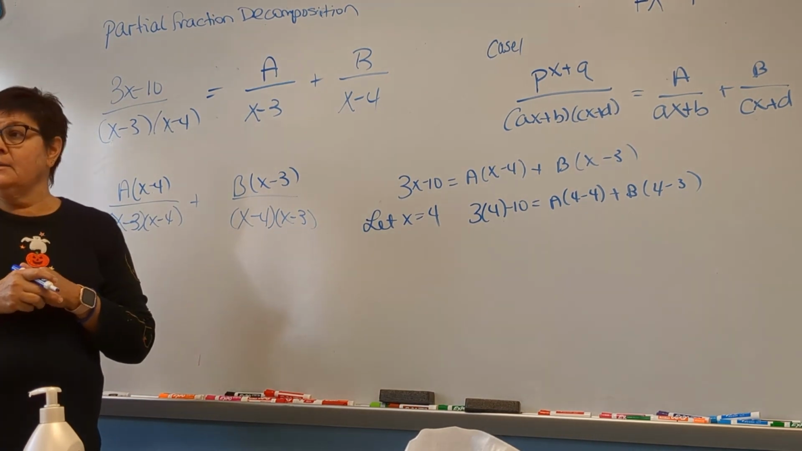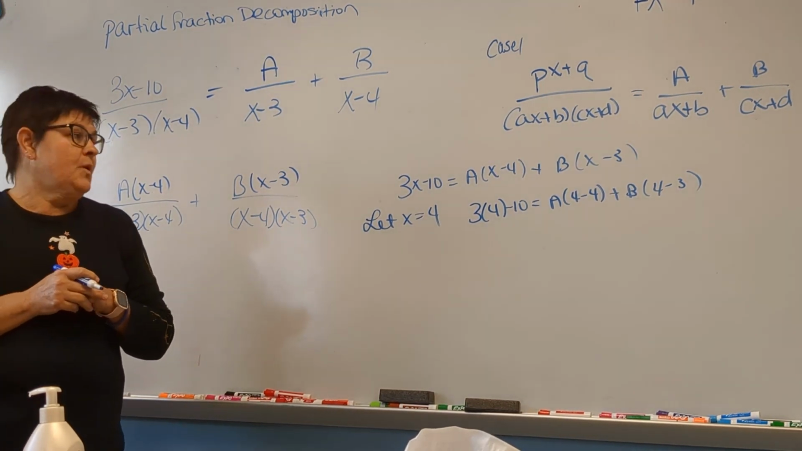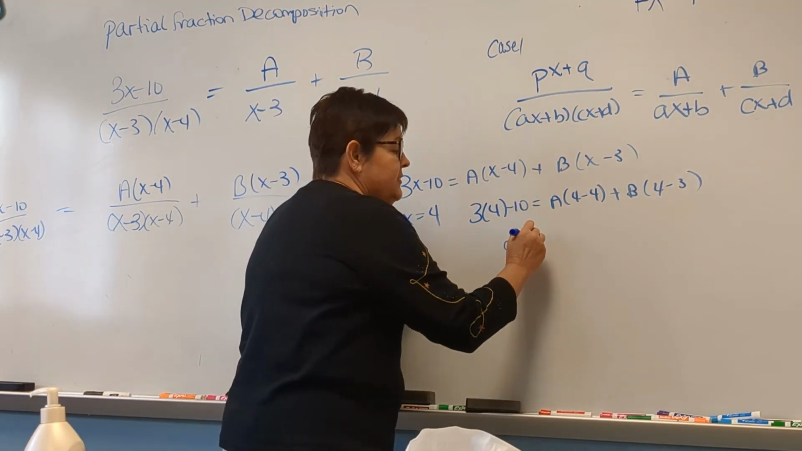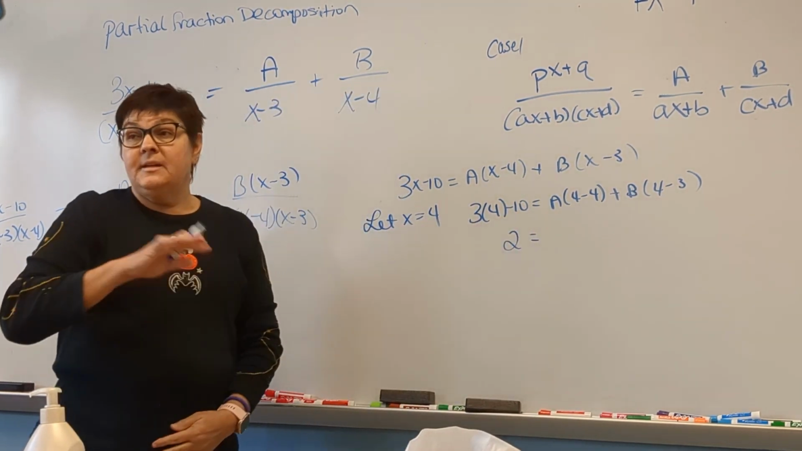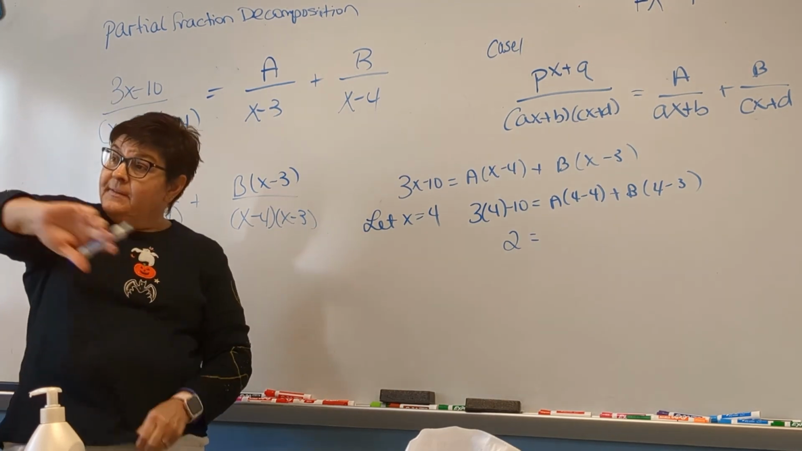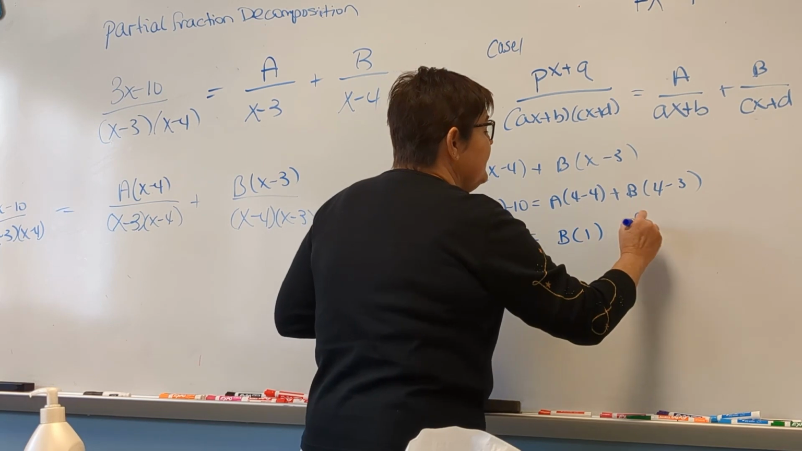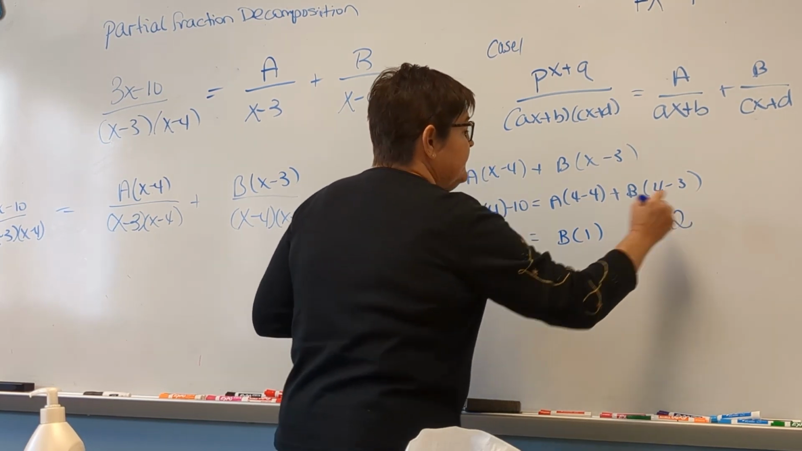Are we cool so far? So what do I have going on here? 12 minus 10, which is 2. A times 0, which got rid of the a. And what do I have over here? B times 1. So what's the value of b? 2.